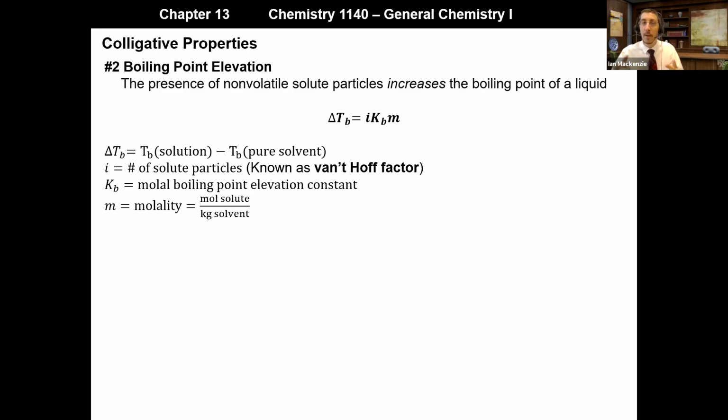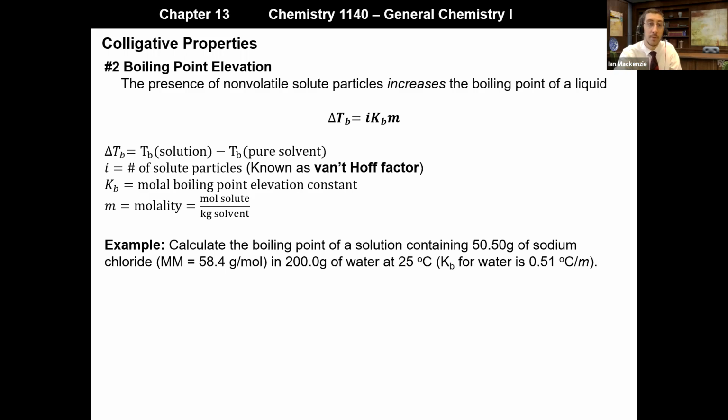So how might we use this to calculate the change or even just the new boiling point for a solution? Well, here's an example. Calculate the boiling point of a solution that contains 50.50 grams of sodium chloride in 200 grams of water at 25 degrees Celsius. And we're given the molal boiling point elevation constant. We're given the molar mass of sodium chloride.